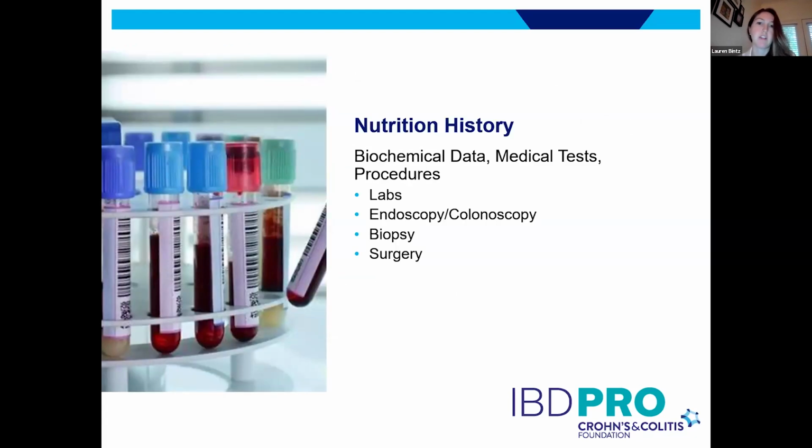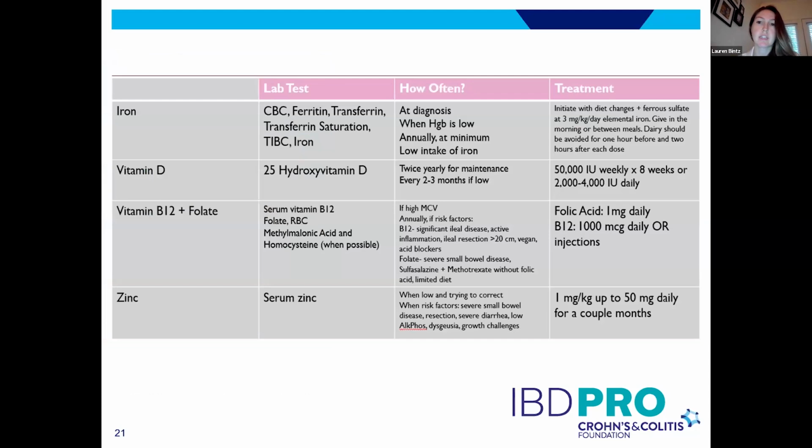So now moving on to the next part of our nutrition history, which is looking at the biochemical data, lab tests, and procedures. Primarily what I'm looking at is nutrition-related labs, endoscopies, colonoscopy results, biopsy results, and any past history of surgeries or any potential upcoming surgeries that a patient may be having.